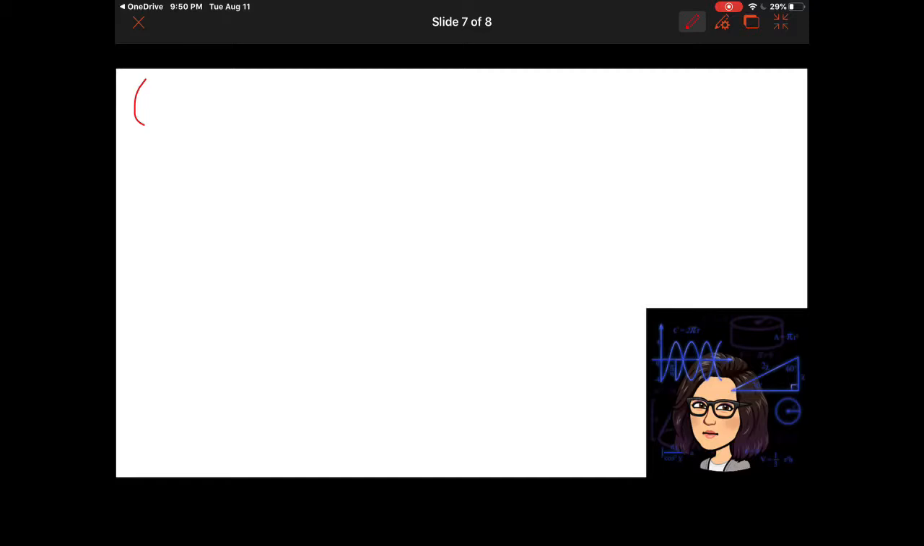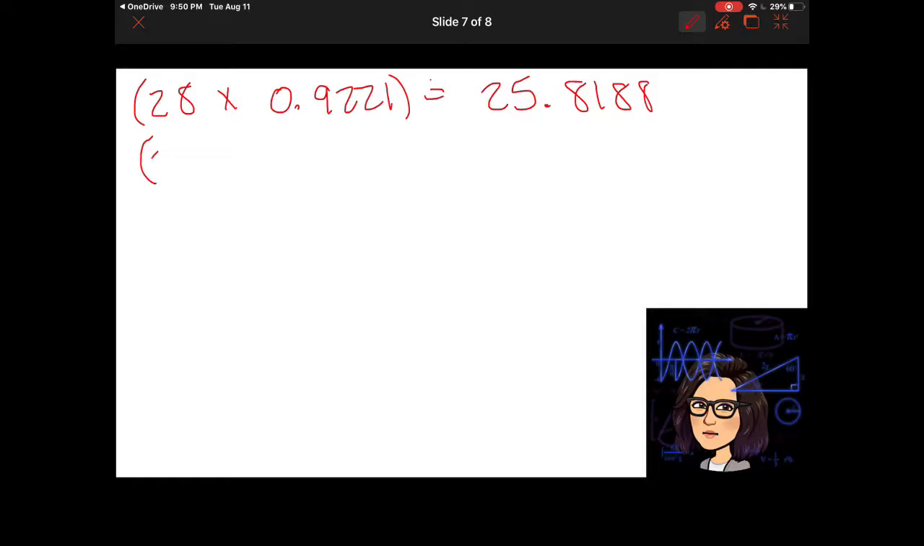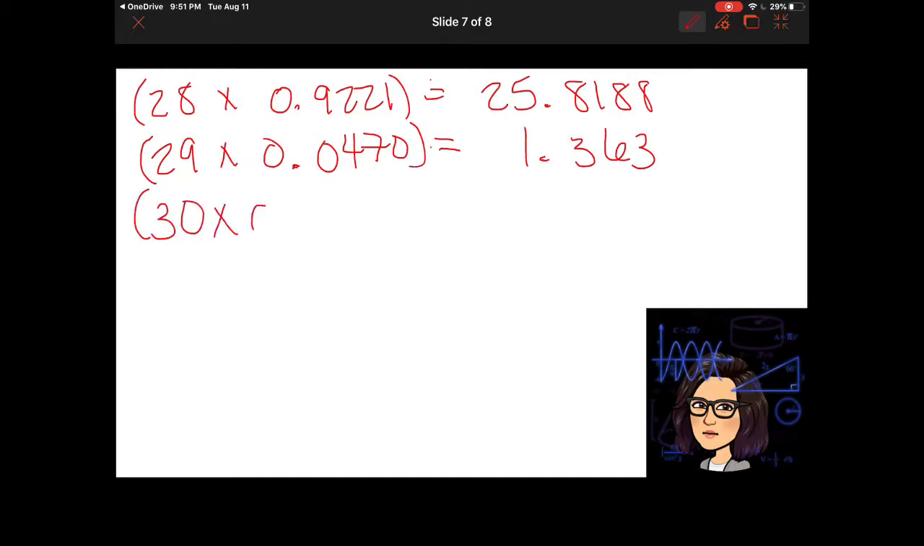All right, first one. We decided we're going with whole numbers because the table doesn't give us any other information. We're going to do 28 times 0.9221. If we want to go ahead and put that in our calculator, we can. We would get 25.8188. And our second mass was 29 times a very small abundance of 0.0470. If we want to go ahead and put that in our calculator, it would give us 1.363. And our last one with the lowest abundance, 0.0309, put that in our calculator, that gives us 0.927.